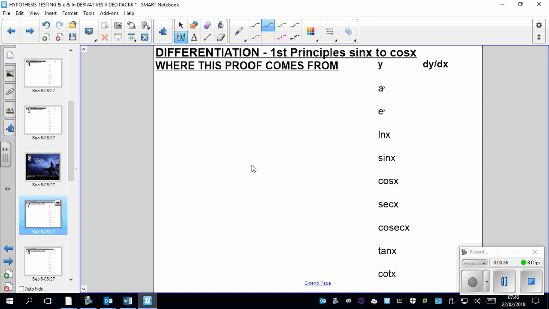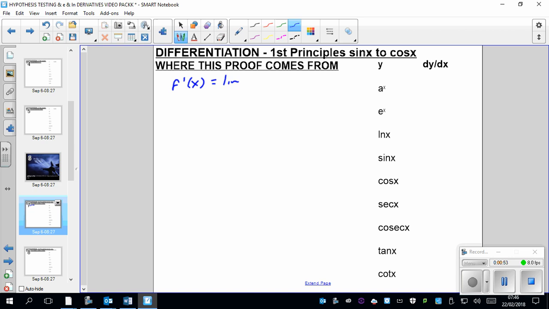And if you were also shown the graph of why sine differentiates to cos, that's good anecdotally, but it's not actually a proof. So we're going to do the official proof here, all right? And it all starts, just like everything, from first principles.